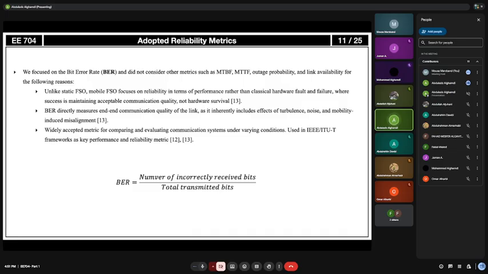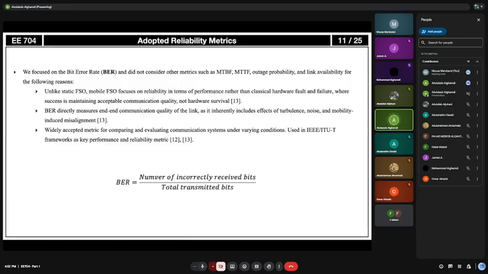For reliability, we focused on the bit error rate and didn't consider other metrics such as MTBF or MTTF, outage probability, and link availability, for the following reasons. Unlike static FSO, mobile FSO focuses on reliability in terms of performance rather than the classical hardware fault and failure, where success is maintaining acceptable communication quality, not hardware survival.